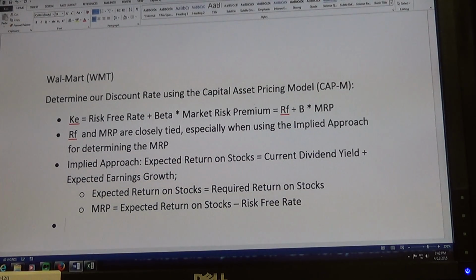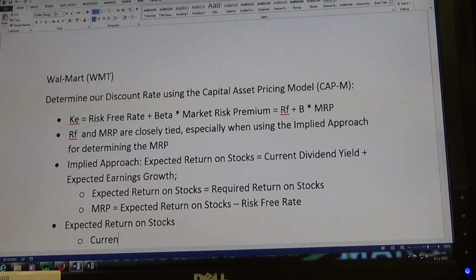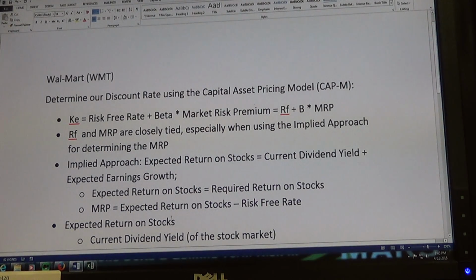So how do we come up with the expected return on stocks? Well, first, the current dividend yield is whatever the current dividend yield of the stock market is. Here's a place where many students make a mistake and they use the dividend yield on their particular stock. But remember, when we're doing the risk-free rate and market risk premium, it has absolutely nothing to do with your particular individual stock. Instead, you want to look at this as it is implied for the entire market. So what is the current dividend yield of the stock market?